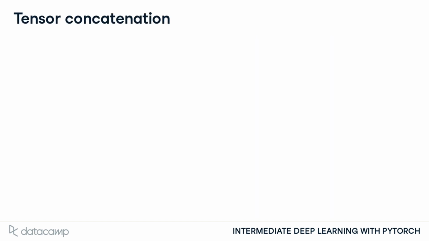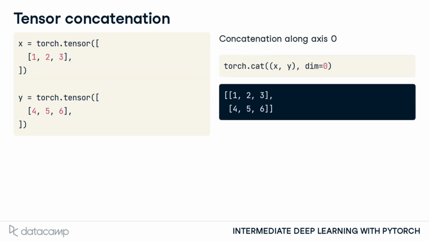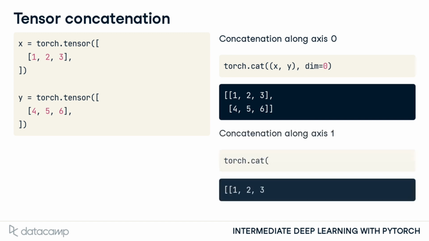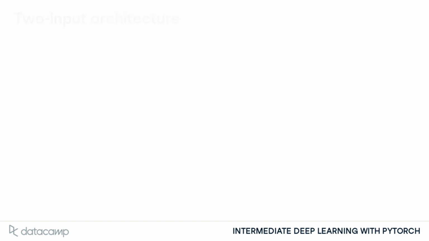Before we proceed to building the model, we need to understand tensor concatenation. torch.cat concatenates tensors along a specified dimension. We pass it the tensors and the dimension. For 2D tensors, 0 stands for vertical and 1 stands for horizontal concatenation. It's time to define our two-input model.